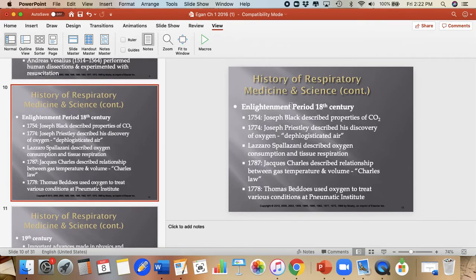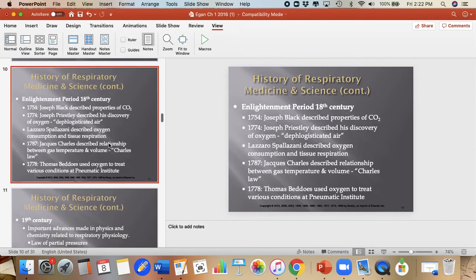We moved forward to the Enlightenment period. More properties of science are discovered. Properties of carbon dioxide, and then we learned about oxygen and its consumption in tissue respiration, and Charles' law of temperature, gas laws of volume, all kinds of things that, again, add to this piece of the respiratory therapy puzzle.